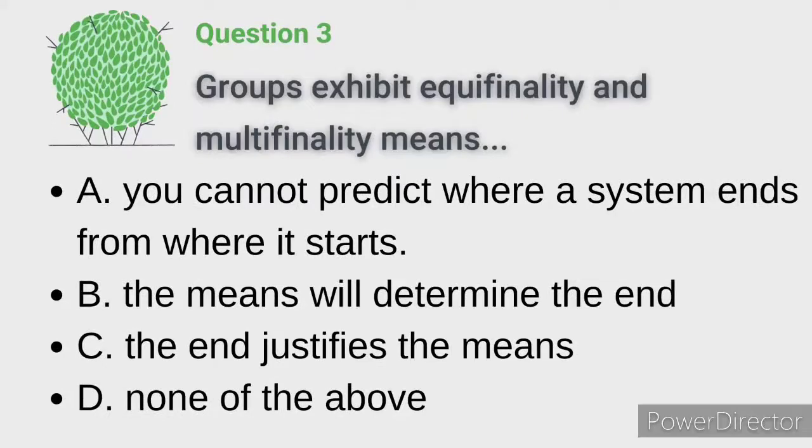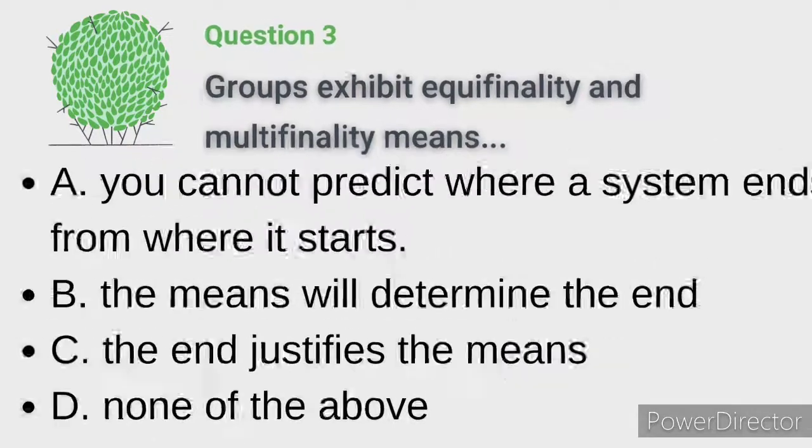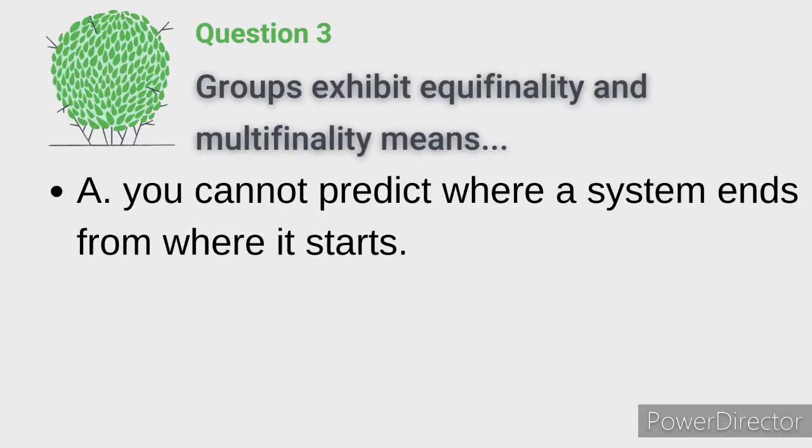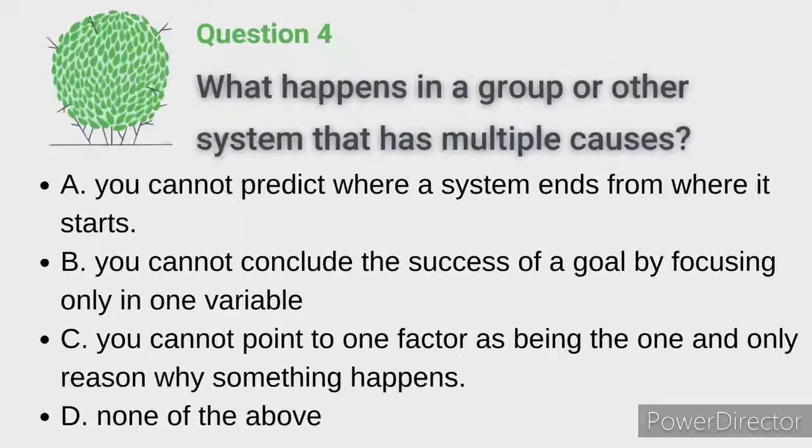Question number 3. Groups exhibit equifinality and multifinality means A. You cannot predict where a system ends from where it starts. B. It means the means will determine the end. C. The end justifies the means. Or letter D. None of the above. Correct answer is A. You cannot predict where a system ends from where it starts.